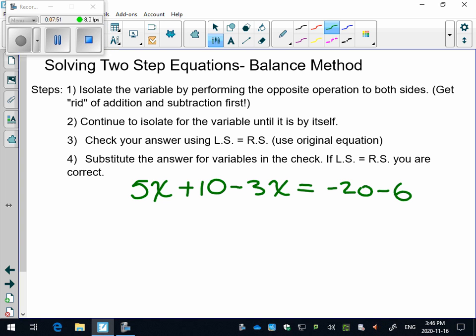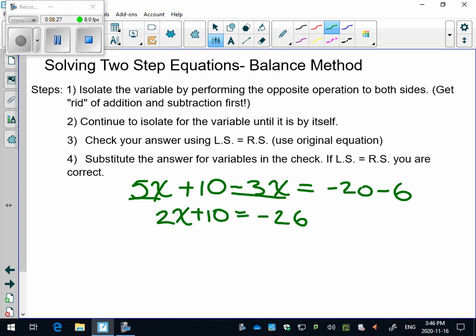Well, I hope you recognize before you get too into this that there are multiple x's, there's multiple numbers, and we have to go back and do that idea of collecting like terms that we did last week. So if we're collecting like terms, we can collect the x's together, and we got 5x minus 3x, so that will give us 2x and 10 on this side. Over on the right-hand side, we have minus 20 minus 6.